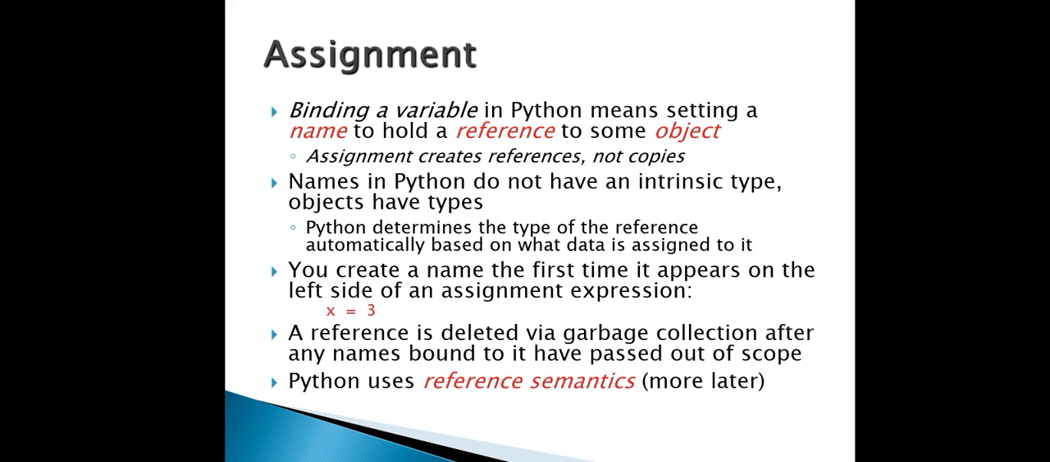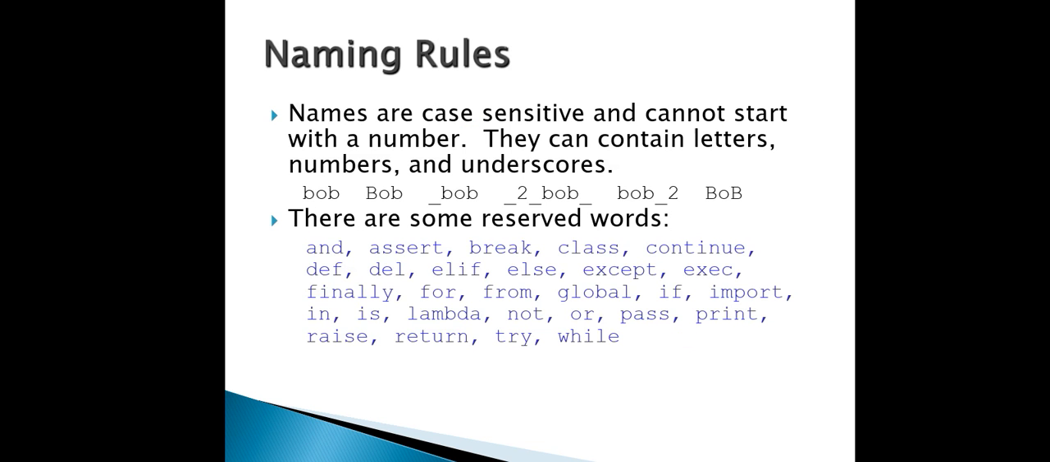A reference is deleted via garbage collection after any names bound to it have passed out of scope. Python uses reference semantics, more on that later. So, naming rules in Python. Names are case sensitive and cannot start with a number.